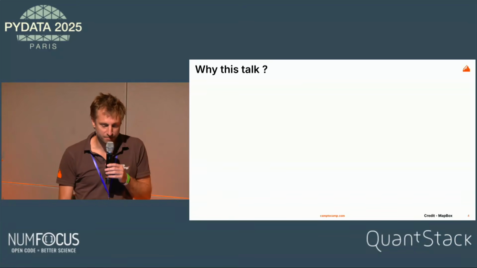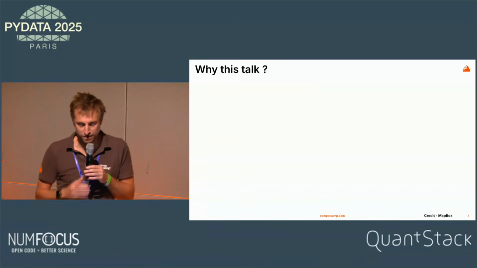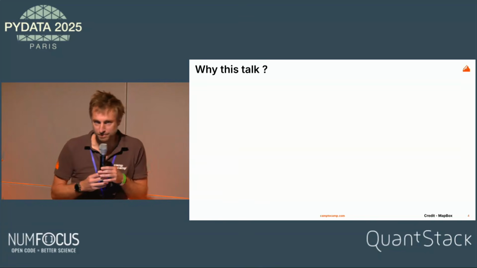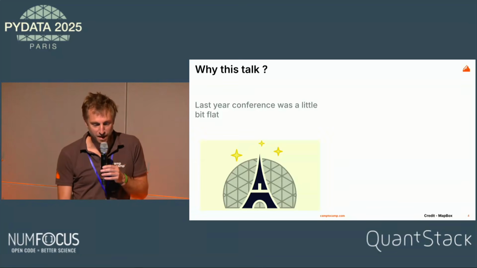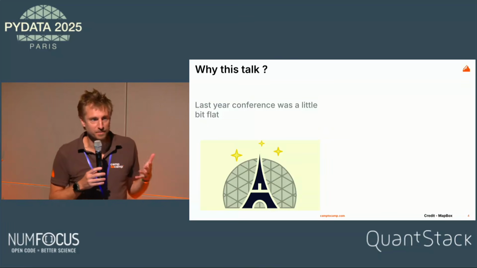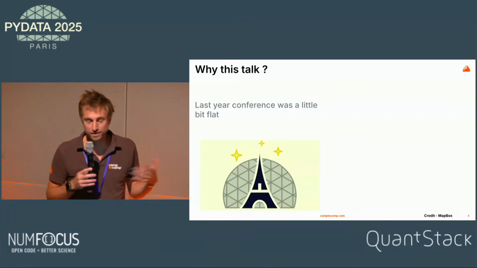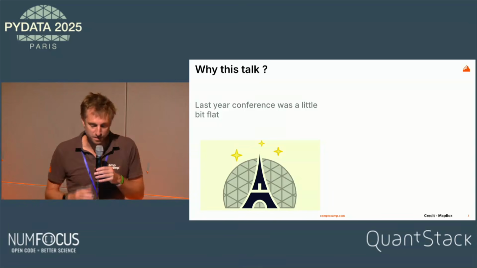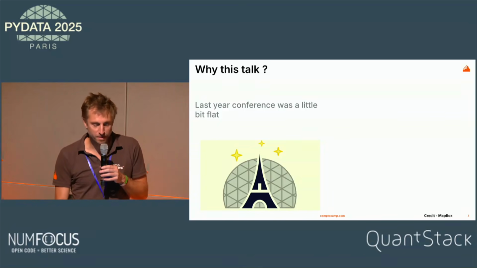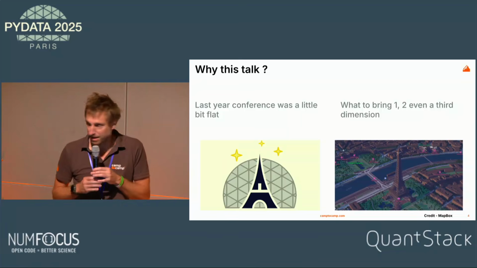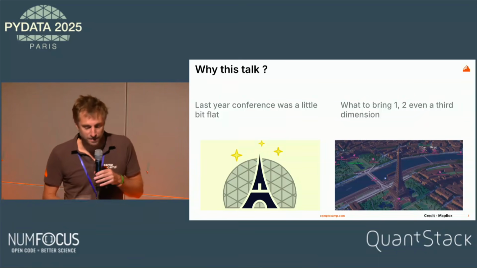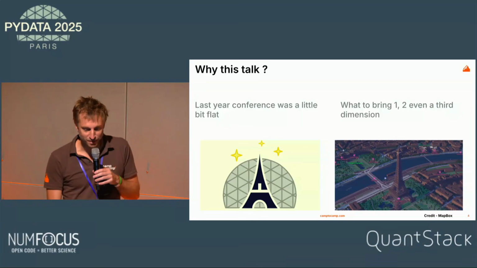And yes, last year I came to this conference, which is not really about geo. We always go to geospatial conferences, and it was the first time. And why this talk? Because last year I really missed the geo part of the data. We are talking about data, and we know that there is a lot of data that is geospatial. So I proposed a talk to bring the geospatial aspect of the data, and here I am. Last year was a little bit flat, and I tried to bring some coordinates, 1, 2, and even elevation, a third dimension to the conference.